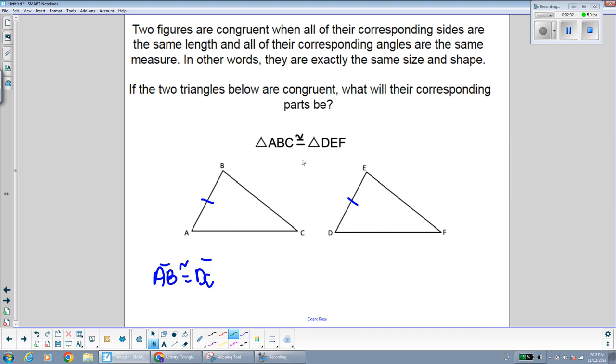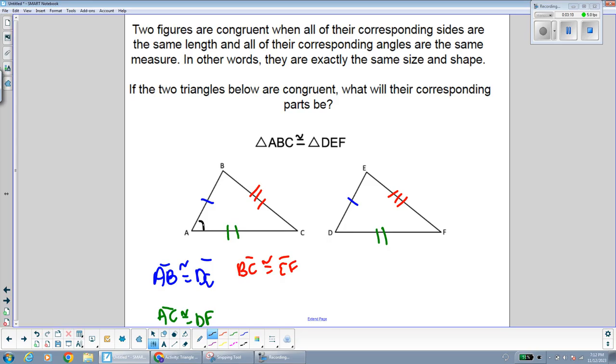You can also use the letters in the triangle names to figure out where the corresponding parts are. For example, AC is the first and last letters in the first triangle name, so it would correspond to the first and last letters, which is DF, in the second triangle name. So I'm going to put that here. AC is congruent to DF. I should make these look a little bit different from each other. And then finally, BC is congruent to EF. So we've named all of the corresponding sides of the two triangles.